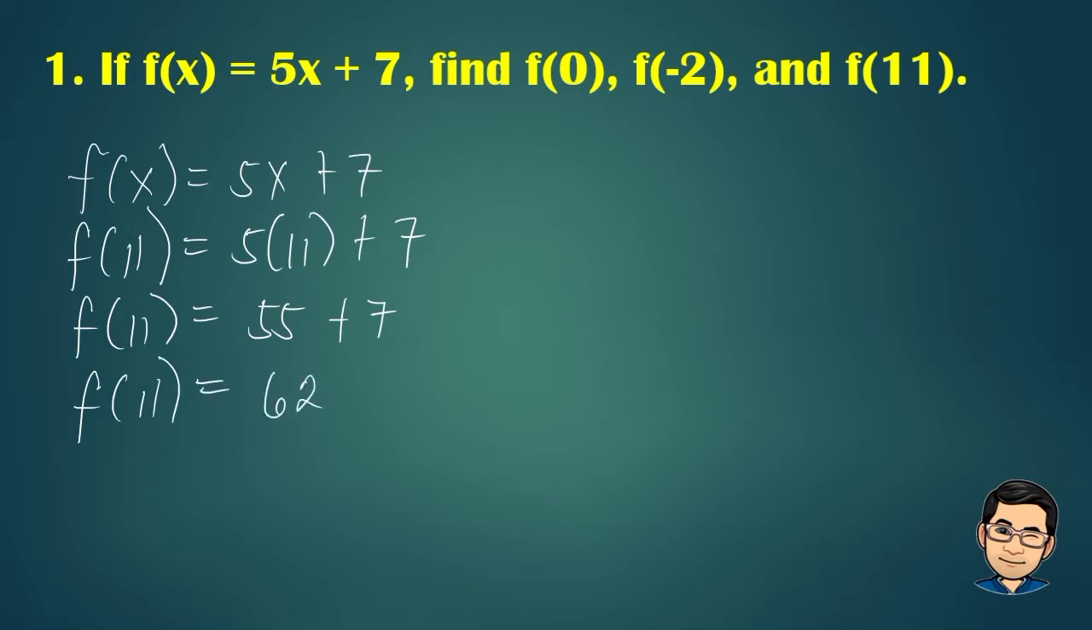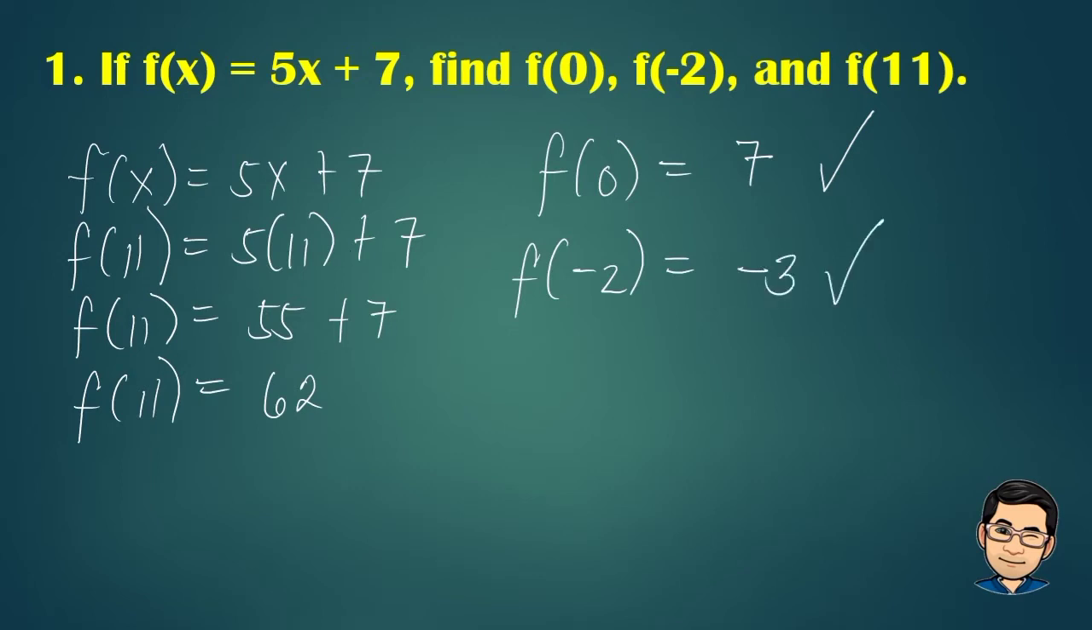So, i-summarize lang natin. Pag f of 0, ang sagot ay 7. Pag f of negative 2, ang sagot ay negative 3. And then, kapag ang sagot naman na kinukuha is f of 11, the answer is 62. Okay.